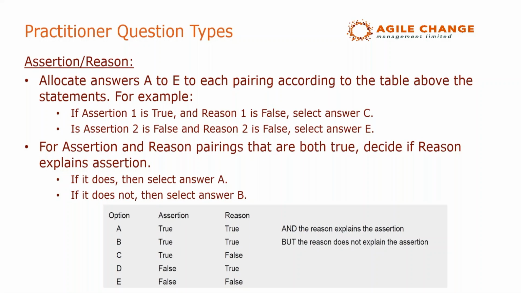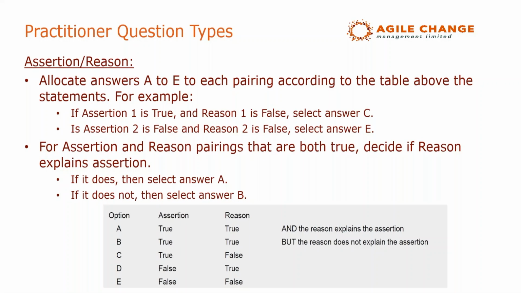There's also something here: you can see that options A and B look exactly the same, but there is a difference. If the assertion and the reason are both true, and in reading it, you can see that the reason explains the assertion, in other words, is it talking about exactly the same subject matter? Is it actually giving you a reason why the assertion is true? Then you would pick answer A.